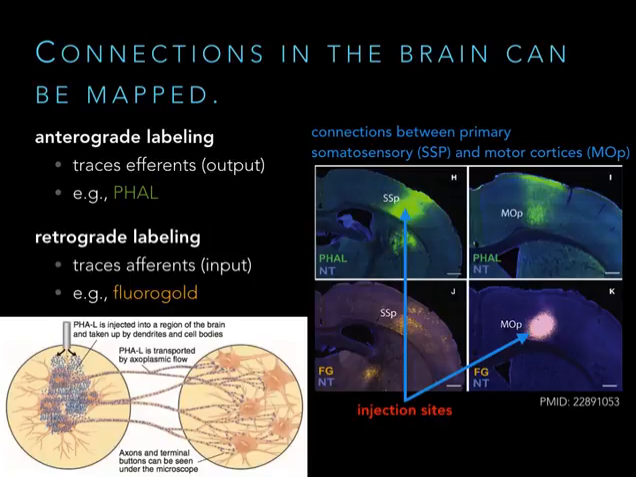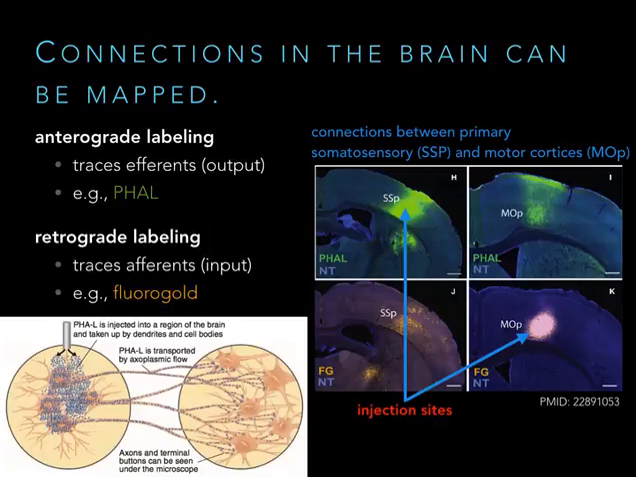They've injected in the primary somatosensory cortex. That's why it's lit up very, very brightly in green. When they go to a different brain slice, they can see that green also appears in the primary motor cortex. This tells us that the neurons in the primary somatosensory cortex took up FAL, transported it down their axons, and those axons ended up in the primary motor cortex.